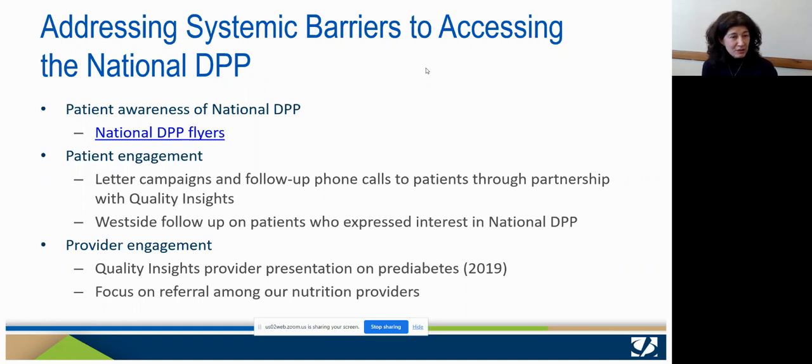Patient awareness of the national DPP is sort of the place to start, right? We want to make sure that patients know what they're getting into, because otherwise when we're talking about it, they don't necessarily pick up on that strategy. So we really want them to get a sense of what this looks like. We also know that giving them things like the flyers that we get from Quality Insights is a great way to start that drip of information, which helps to move patients along that continuum of action.